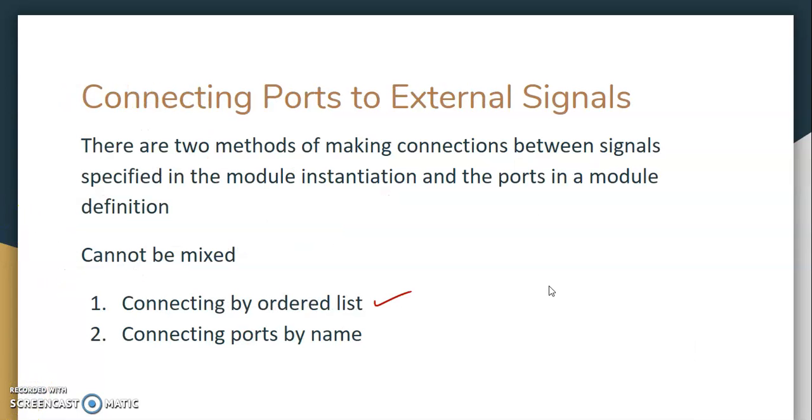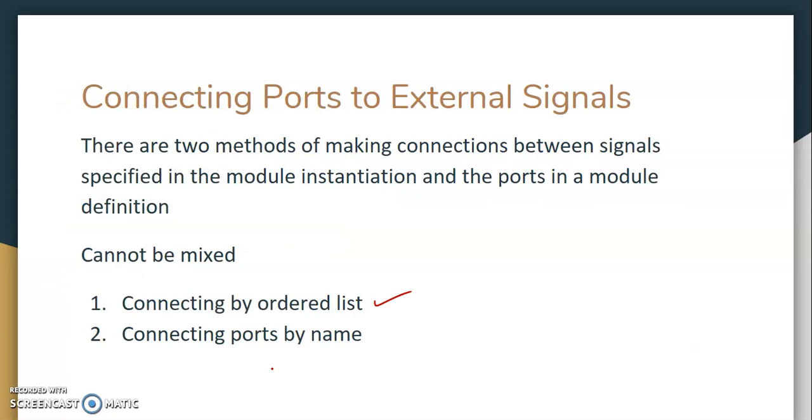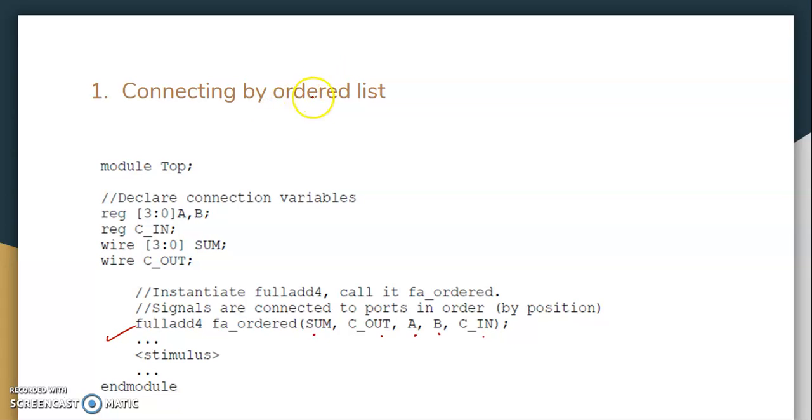You remember how I mentioned that the ports of the main module are connected to the terminals of the instantiation list? The method that we followed was ordered list, because you see, I said sum, carry, input A, B. This order should be followed when I instantiate the same thing. Sum1, carry1, A, B. That order should be followed. That method was actually referred to as connection by ordered list. That is the first method of connection.